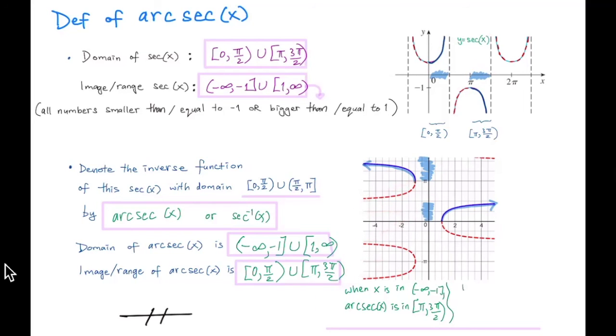And when x is in the interval from 1 to infinity, we can see from the graph that arc secant is in the interval from 0 to pi over 2. So if we had chosen a different restricted domain, then the graph of our arc secant would look slightly different.